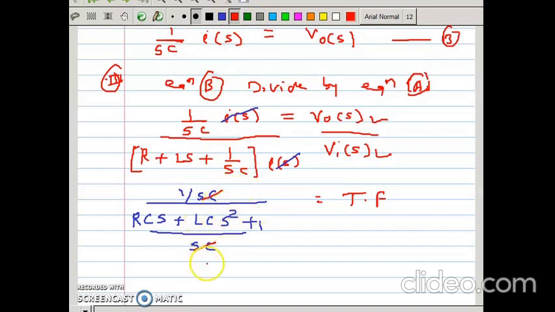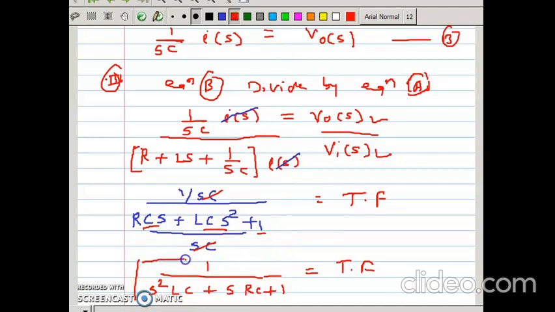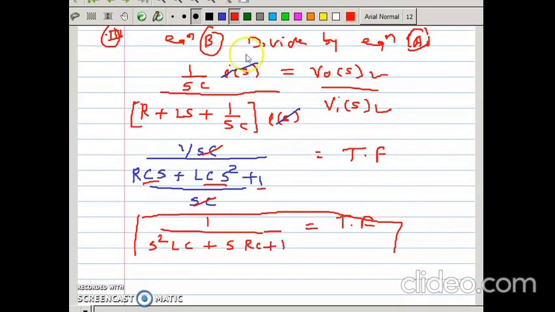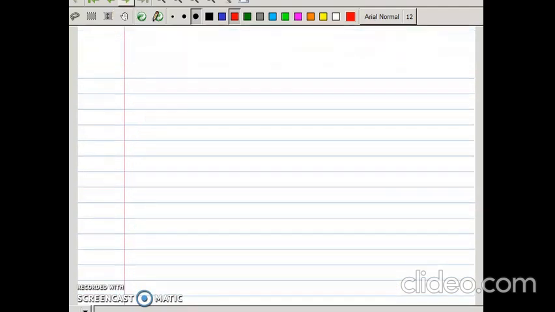Now again both SC get cancelled. What is the remaining? 1 upon the S square term we put initially, so it is S square LC plus S RC plus 1. I'm just reforming all the steps: the square term I put initially, then this term, then plus 1. Okay, so this is the transfer function of your given circuit. Likewise, if they give any type of circuit, just try to solve it.